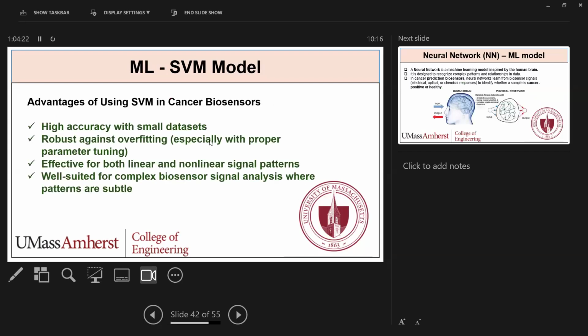As for the advantages of SVM, I know that SVM is a basic model. We just wanted to start with something basic, easy to understand, and easily applicable to cancer biomarkers. So we started with SVM.